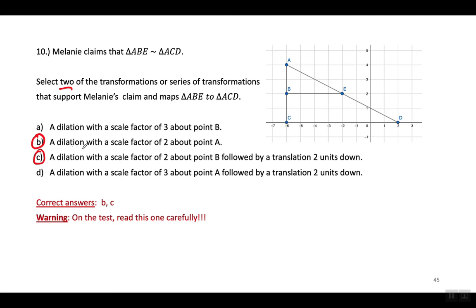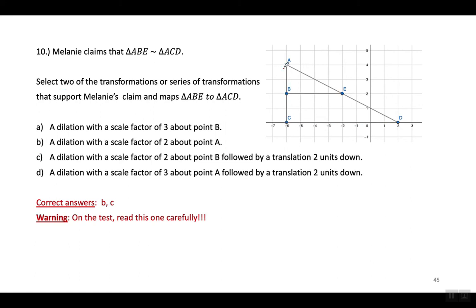Letter B says a dilation with a scale factor of 2 about point A. Listen, the points are important. If the center of dilation is point A, then it's easy. This side is 2, so when you dilate it with a scale factor of 2, you multiply it times 2, and it becomes 4. And this side is 4, you multiply it by 2, and it becomes 8.